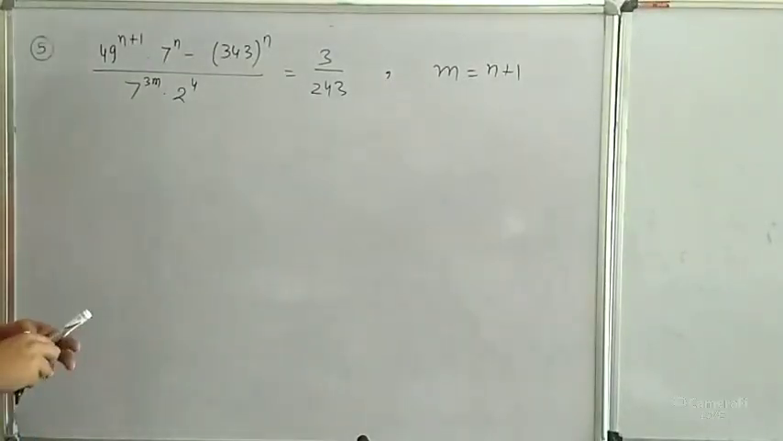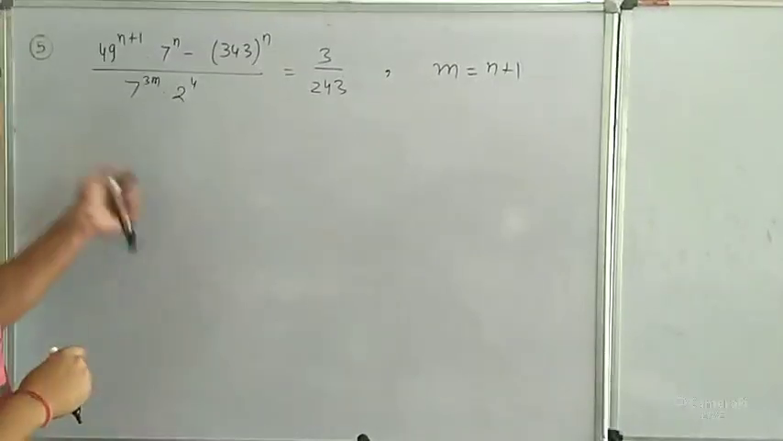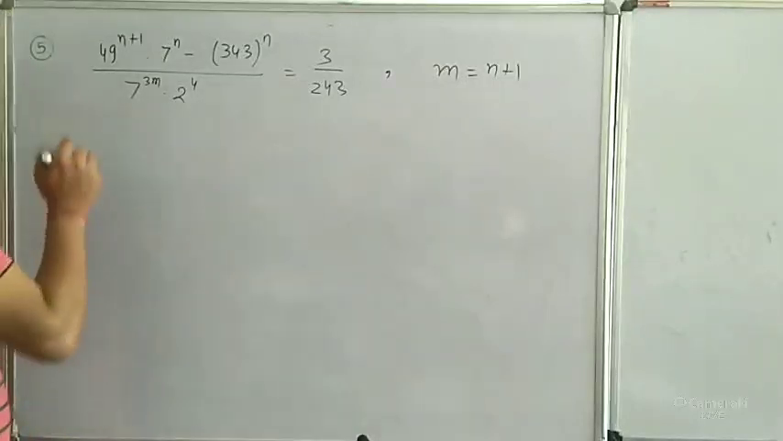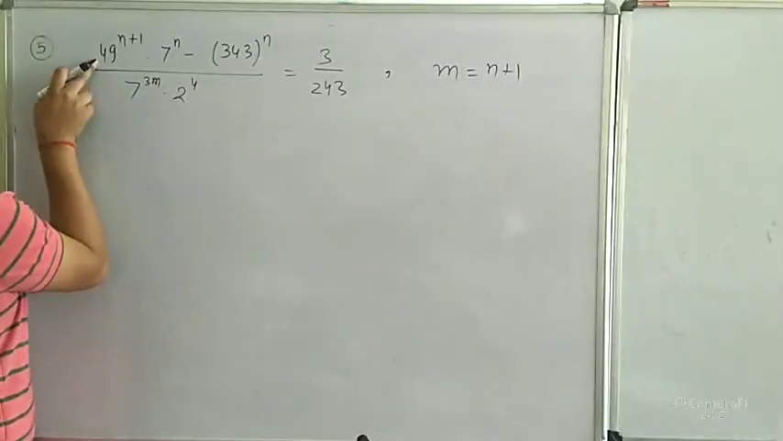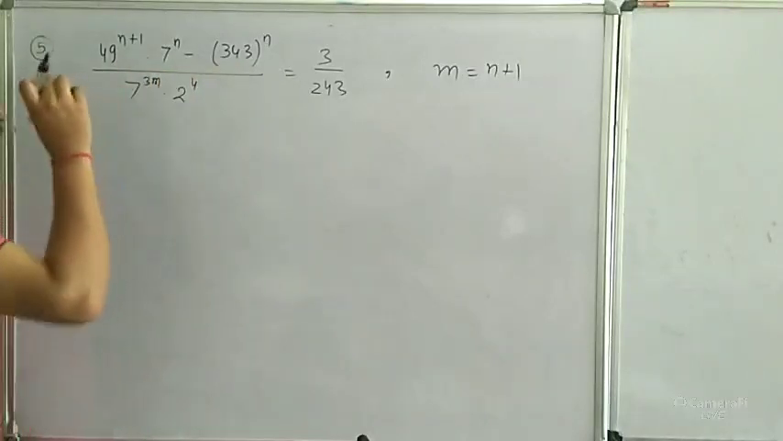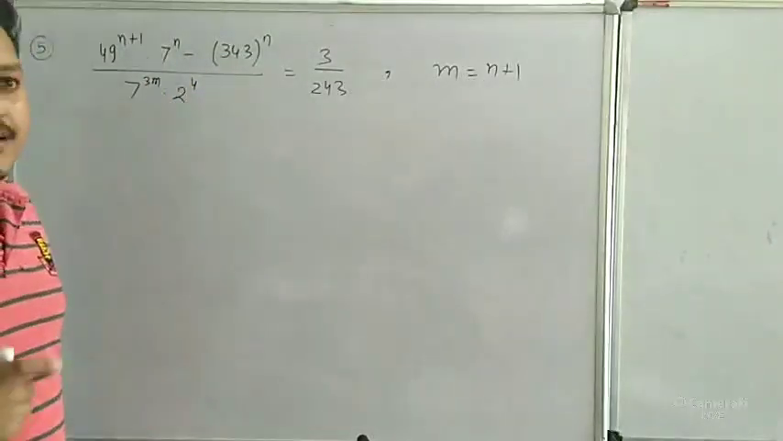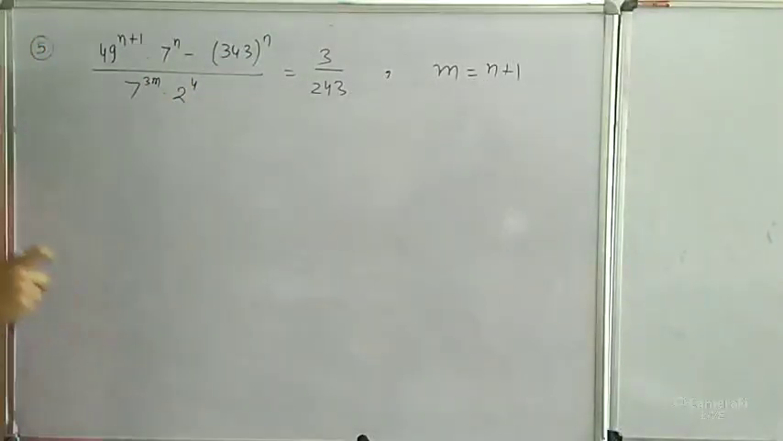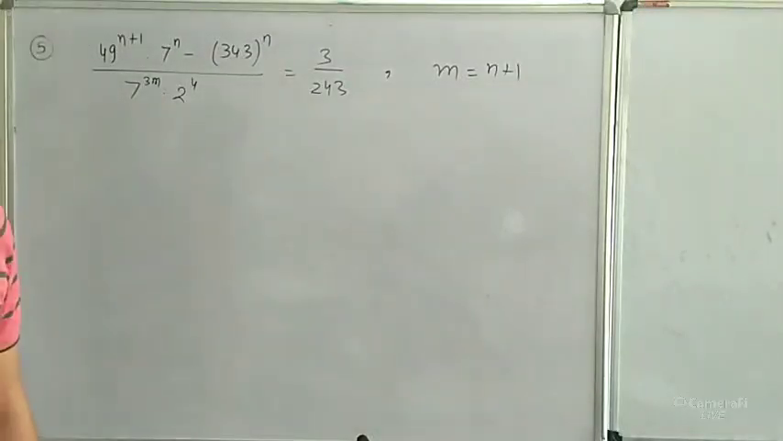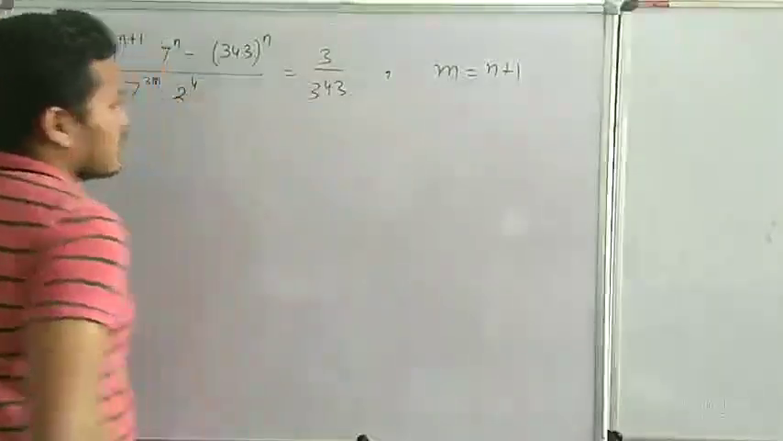Okay, so first of all, convert the highest number into the form of the smallest number, meaning exponential form. So this 49, 343 and 7, all these, 343 and 49, are multiples of 7. So we can write these numbers in the form of 7 to the power. I think there is some misprint here, 343, this is 343.